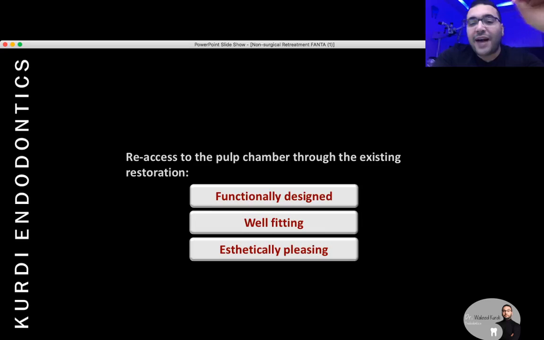But it's advised to leave the existing restoration and to re-access from it if the restoration is functionally designed and well-fitting or even aesthetically pleasant. And in some cases, if we have a periapical lesion, we go to the surgical treatment option. But if you decide that the non-surgical treatment option is more conservative and you have a good functionally designed, well-fitting restoration, you can just re-access through it.